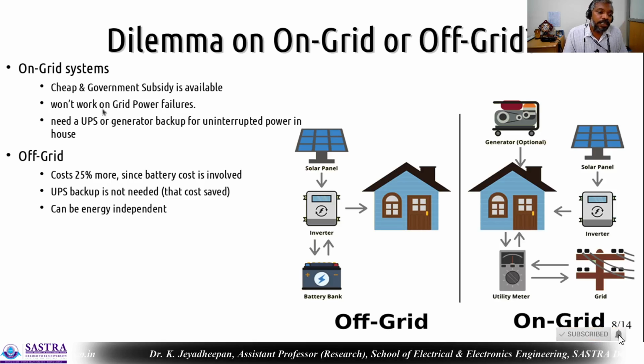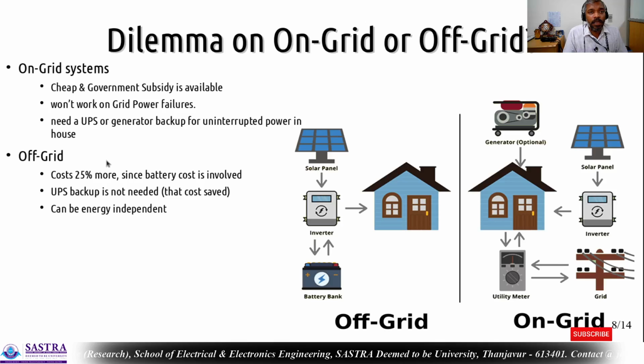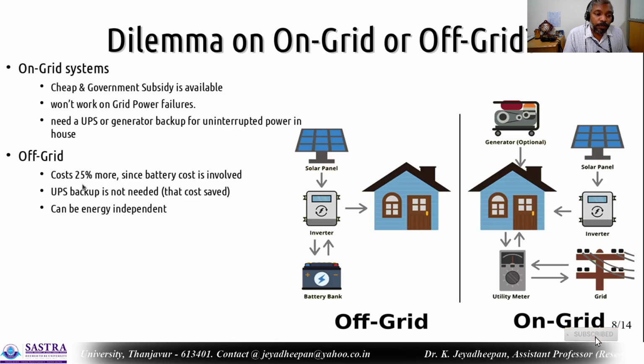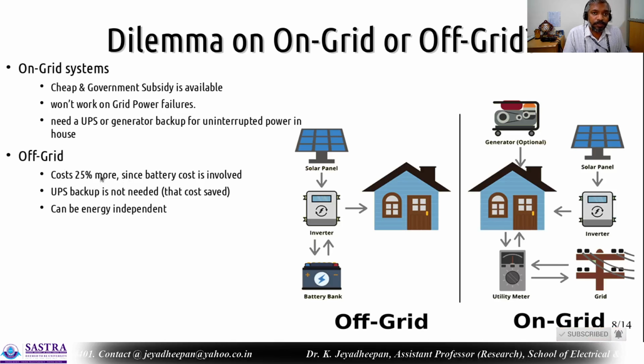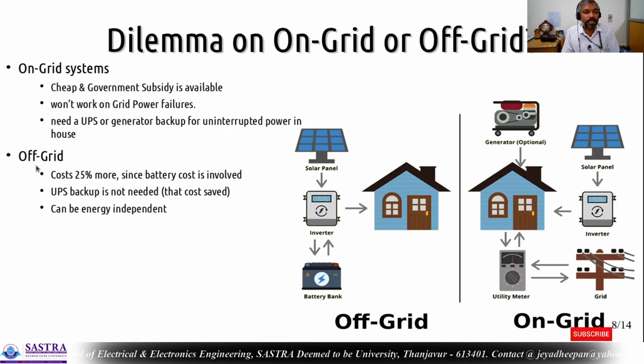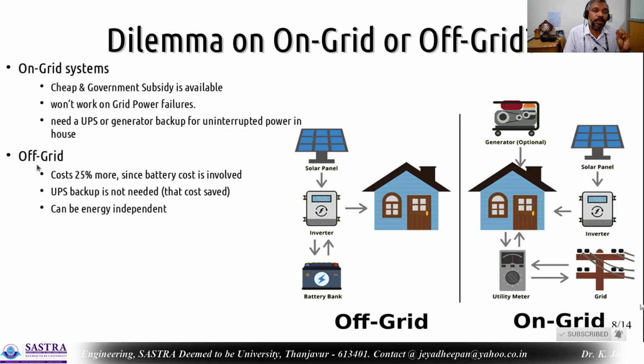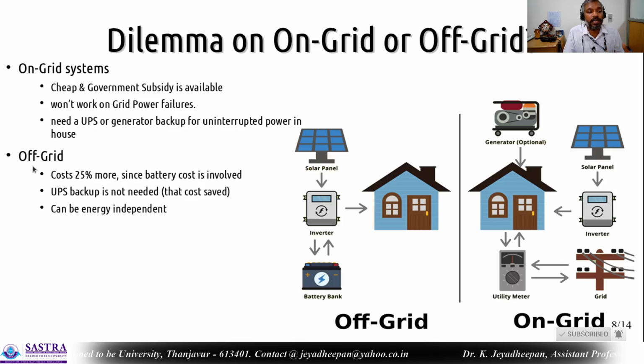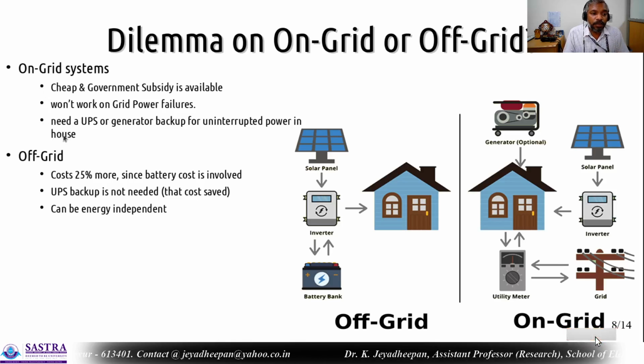For off-grid installation, government subsidy is not available, and the cost is also 25% more because the battery cost is involved. But you don't need to bother about this 25% increased cost, because the off-grid system itself acts as a UPS. It does not matter whether your grid power is available or not; the off-grid system will give power to your home all the time. In the on-grid system, you may have a UPS or generator backup, so here it can be avoided.